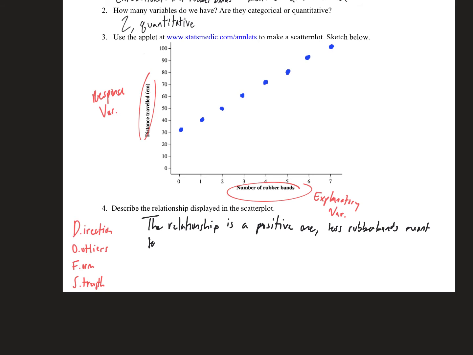So fewer rubber bands meant less distance traveled, and more rubber bands meant more distance traveled, or greater distance traveled.